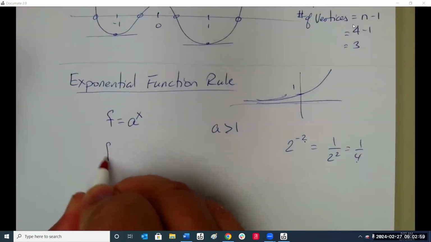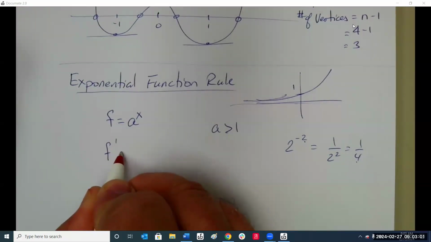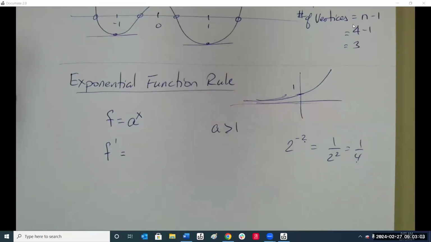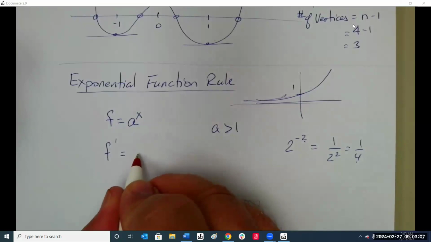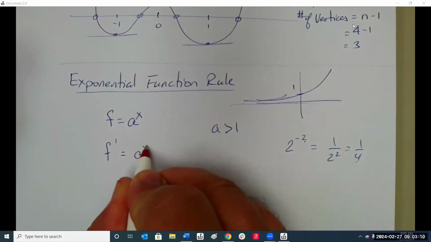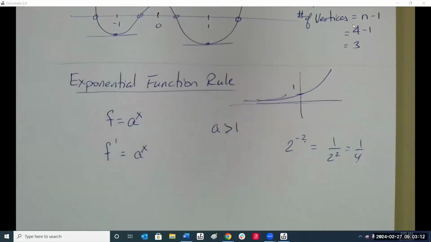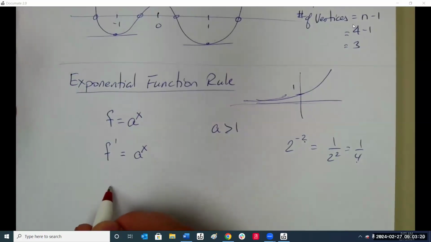The derivative of this function is a to the x. That's the shortcut. What's really happening is this.